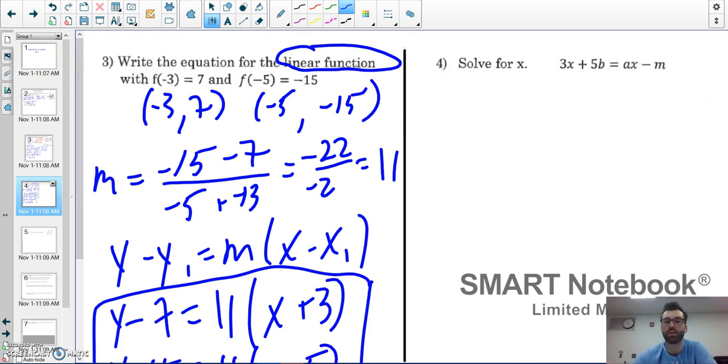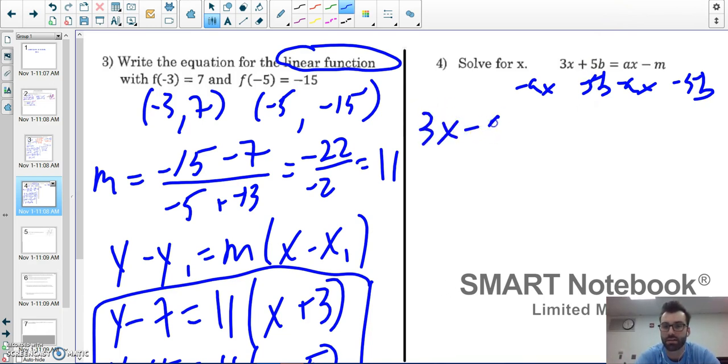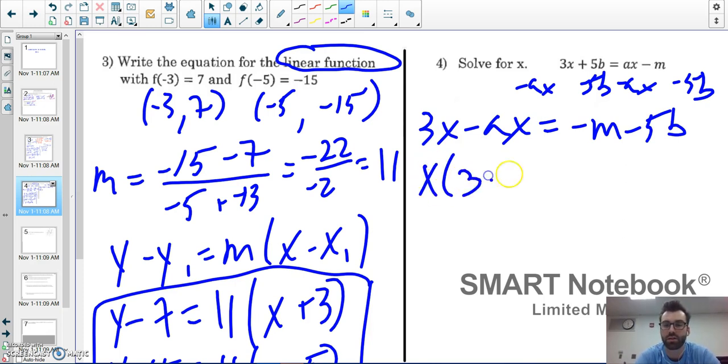Number 4, solve for x. That means I want to get every term with an x in it on the one side of my equal sign. So I'm going to do two things in one. I'm going to subtract ax from both sides, and I'm going to subtract 5b from both sides, because every term without an x should be on the opposite side. So I have 3x minus ax equals negative m minus 5b. Here I see I have a greatest common factor of x, so I take that x out. x times (3 minus a) equals negative m minus 5b.